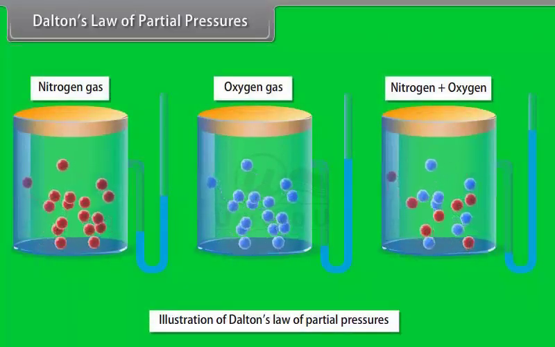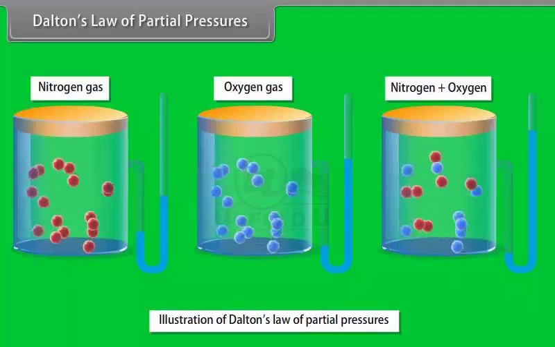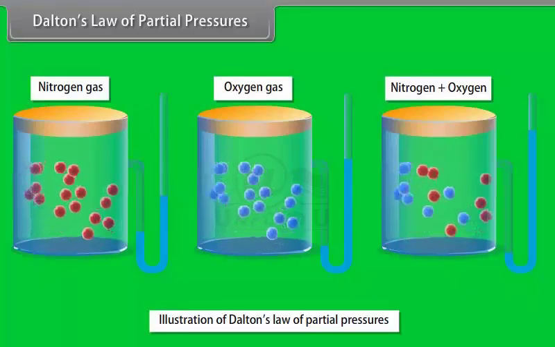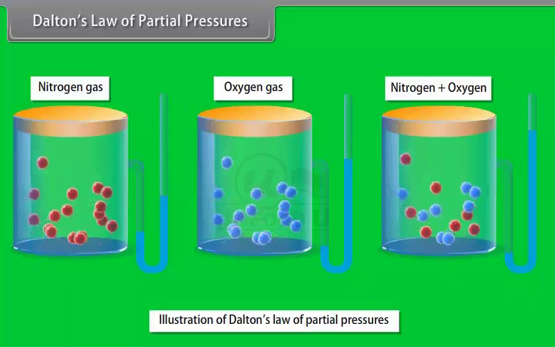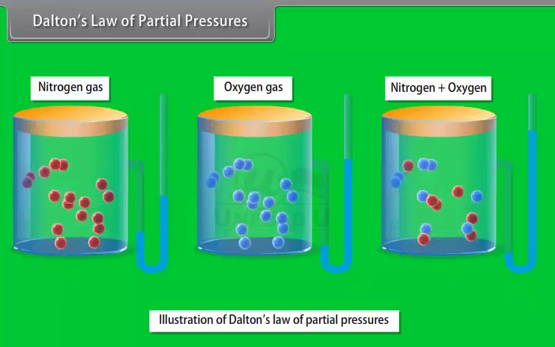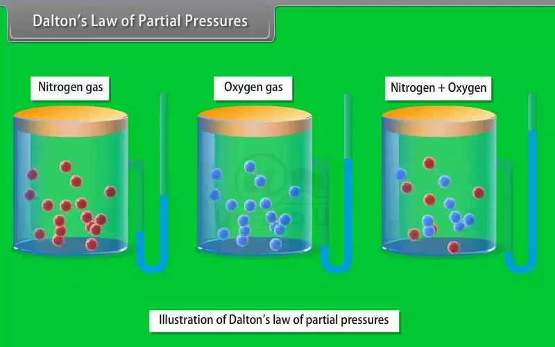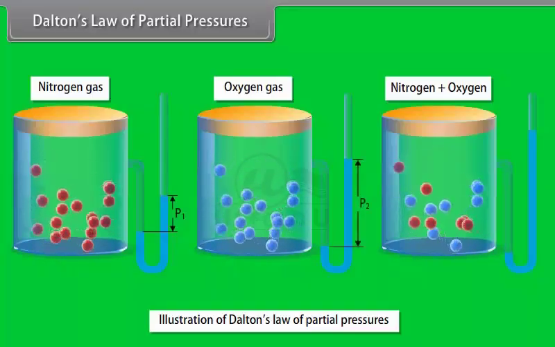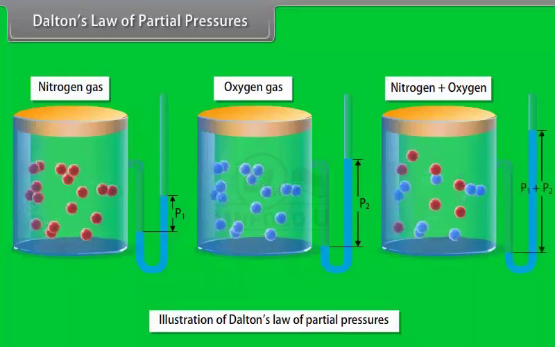Suppose we have 3 containers of capacity 1 liter each, one containing X mole of nitrogen, the other Y mole of oxygen, and the third having a mixture of X moles of nitrogen and Y moles of oxygen. All the 3 containers are kept at the same temperature. Now, if the manometer attached to the first container shows a pressure P1 and that attached to the second container shows a pressure P2, then the pressure in the third container is P1 plus P2.